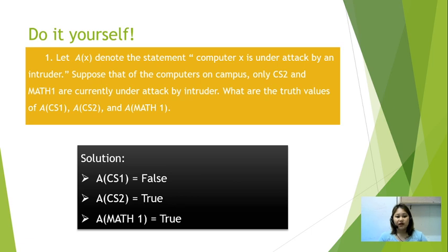Okay, this is the last activity in your module. This is a student assessment, so I already discussed it to you. This is actually in the predicate part. So you have to analyze if it's true or false depending on the subject and the predicate given. Okay, so I gave you assignments.